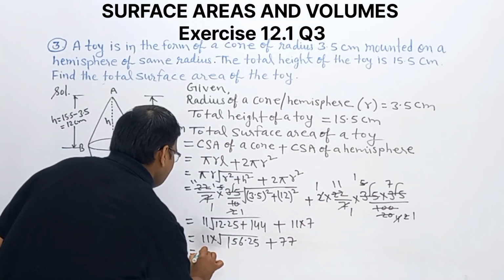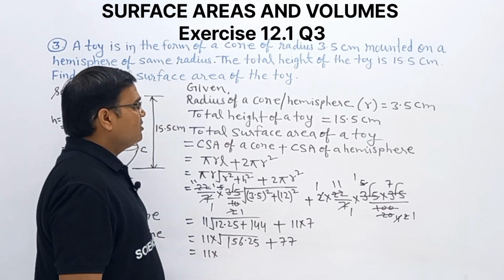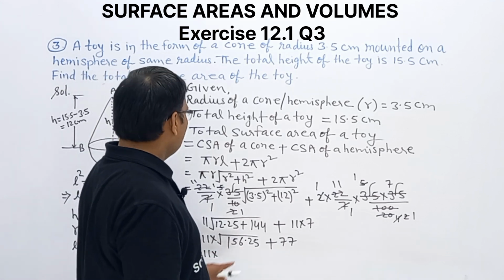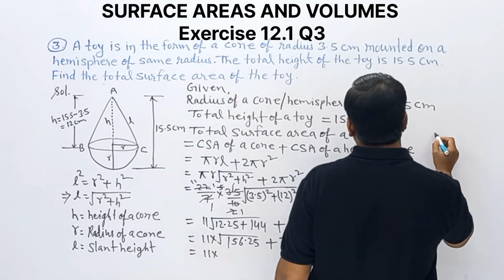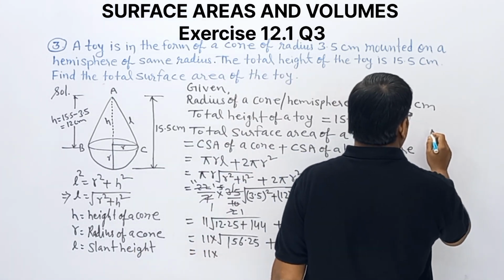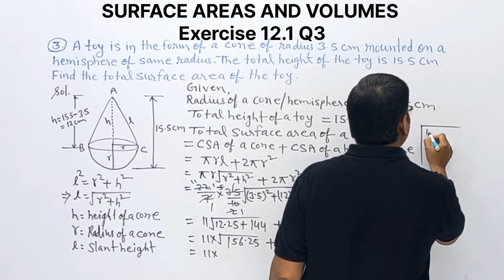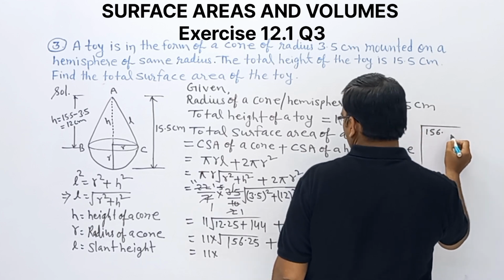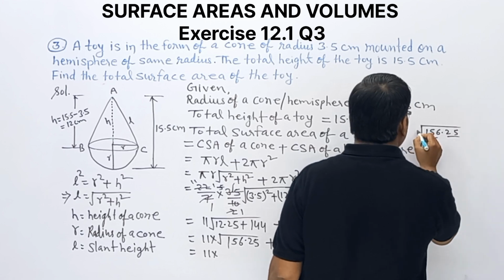This can be written as 11 into, what about the square root of this one? If you do not know, then you should calculate. How we will solve? 156.25. Make the pair from the right side like this.